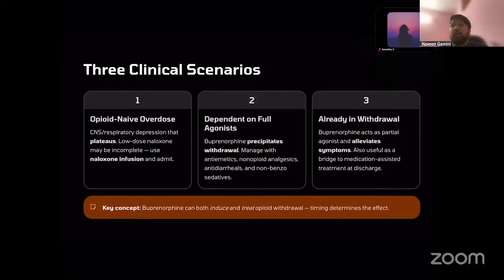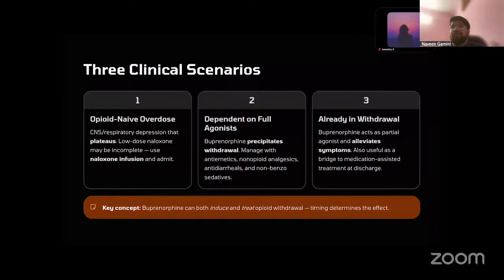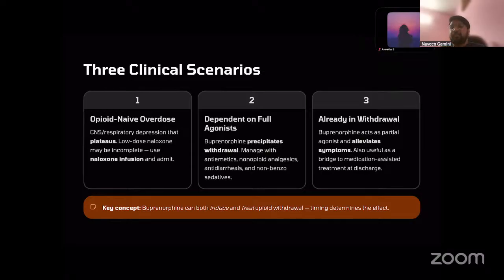Now, the patient is an opioid abuser. In these cases, buprenorphine will precipitate withdrawal symptoms. And again, why is that? Because buprenorphine is a partial agonist. In the presence of complete agonists of the opioids, as a partial agonist it will act as an antagonist and cause withdrawal symptoms. So if the patient is dependent on a full agonist, buprenorphine will precipitate withdrawal symptoms. As everybody knows, management of withdrawal is with antiemetics. And if the patient is having pain, then it's by non-opioid analgesics and non-benzo sedatives.